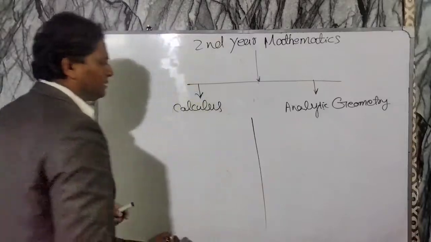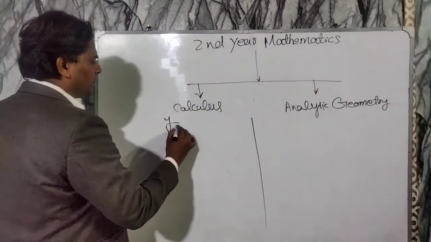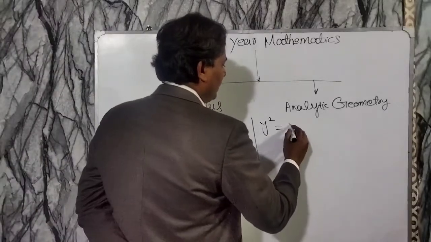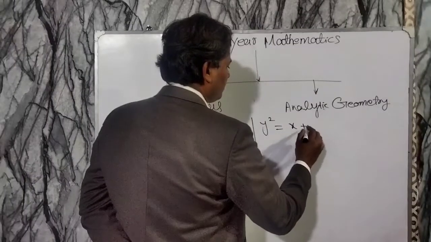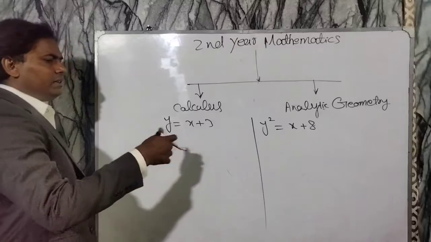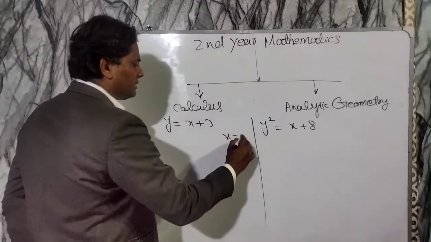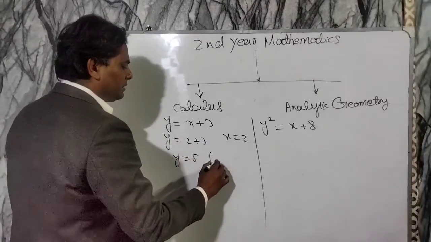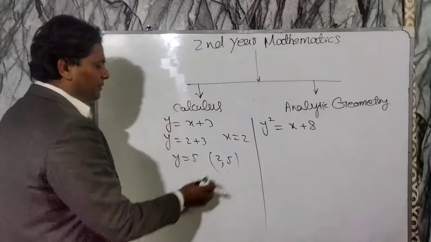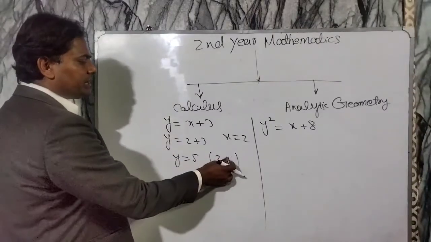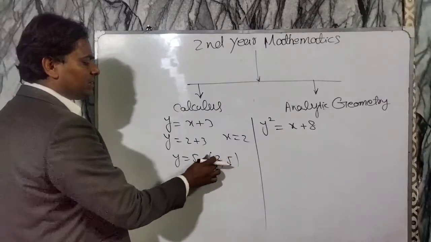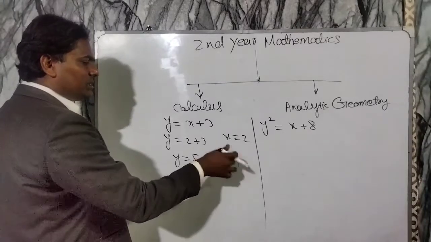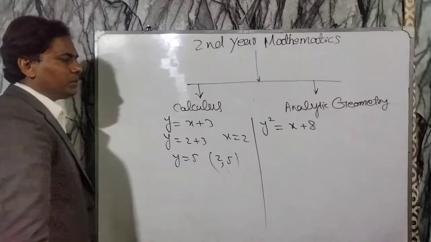I give you some examples of the function. First we take some relations. Let's suppose we have a relation y is equal to x plus 3. Here we have another relation, y squared is equal to x plus 8. I put in any value of x. Let's suppose x is equal to 2. When I put it here, 2 plus 3, y becomes 5. Now, if I write it as an ordered pair, it will be (2, 5). The first term is said to be the domain and the second term is said to be the range. Also, you can say input, output, independent, dependent, pre-image, image. These are the names of these two terms.